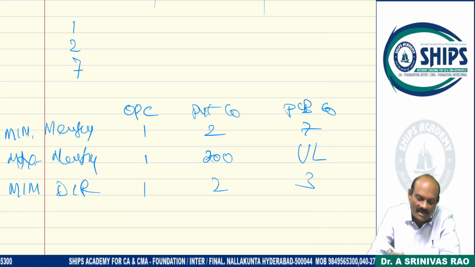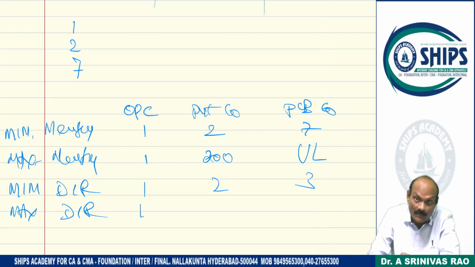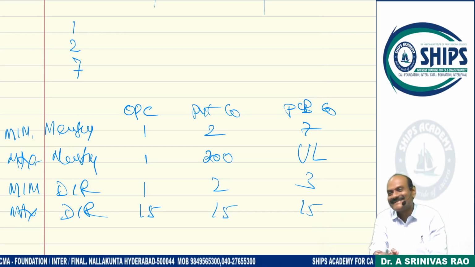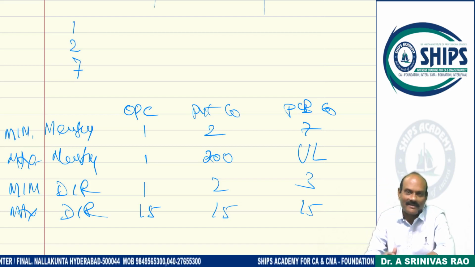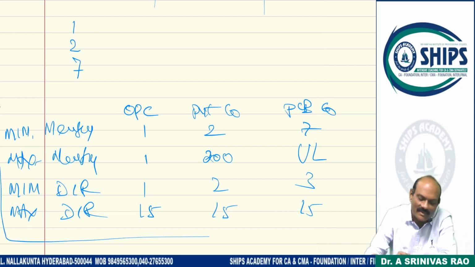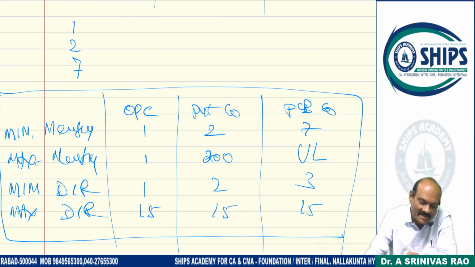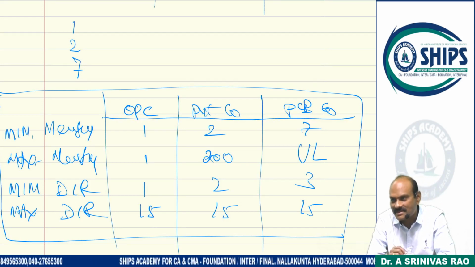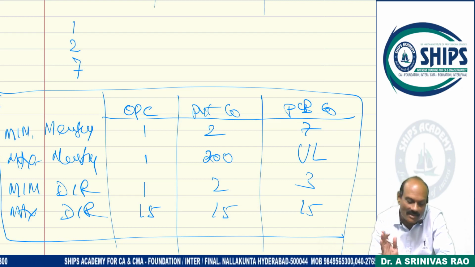1, 2, 3. Maximum directors, 15, for OPC also, 15 is there for all. So like this, one table is there with you, handy and necessary, so you can easily recollect the things. It's nothing much, only for reference's sake. Whenever you have a doubt, you can turn the paper and see.